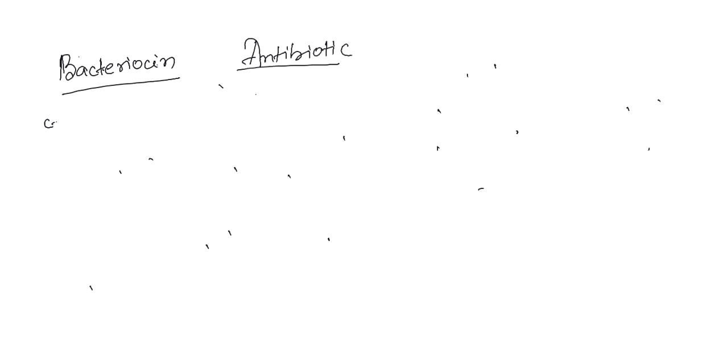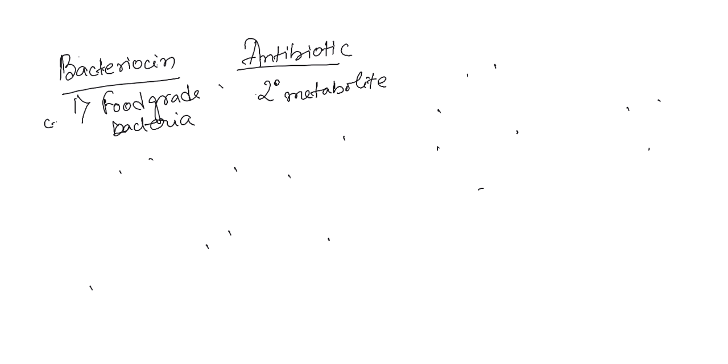So first I will be talking about bacteriocin. I said what is it and what is the difference between bacteriocin and antibiotic. Bacteriocin is mainly produced by food grade bacteria. Antibiotic is usually a secondary metabolite in fermentation, and it is produced by non-food grade microorganisms.